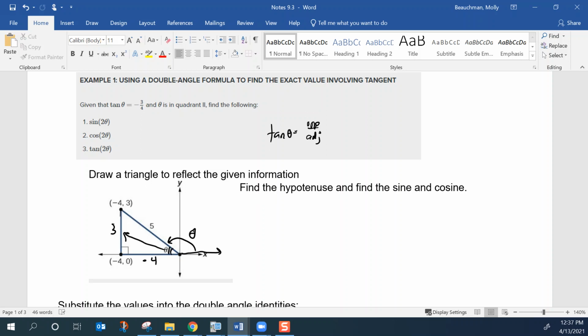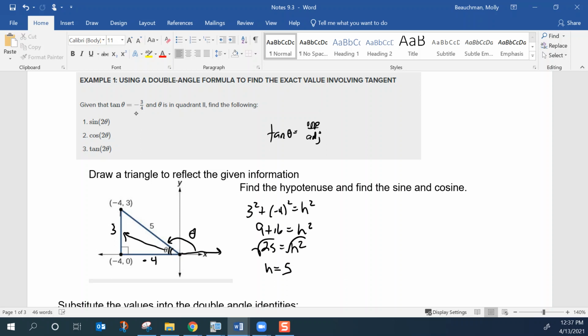Then find the hypotenuse. So in this right triangle with opposite side 3, adjacent side -4, we take 3 squared plus -4 squared is equal to the hypotenuse squared, 25. Square root both sides, and we end up with a hypotenuse equal to 5. So in our second quadrant, we have a reference triangle with side lengths 3, -4, and 5.